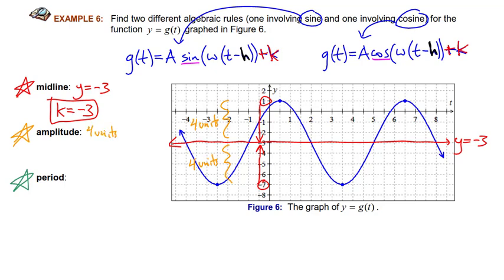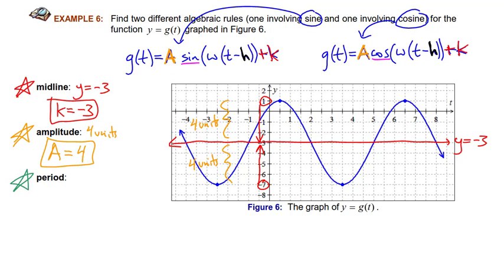And connecting this information with the algebraic rules, we've learned that the value a represents the amplitude, and so we know that we're going to need to use an a value of 4 when we construct our final answers.